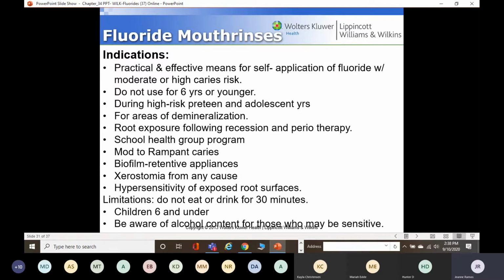During the high-risk preteen and adolescent years, they would probably need fluoride mouth rinse for areas of demineralization, root exposure following recession or any kind of perio therapy, maybe a school health group program, moderate to rampant caries, biofilm retentive appliances, xerostomia from any cause, hypersensitivity of exposed root surfaces, and do not eat or drink for 30 minutes when you've had that. Beware of the alcohol content for those who may be alcoholic or sensitive.